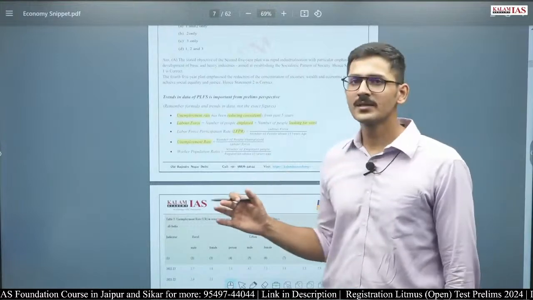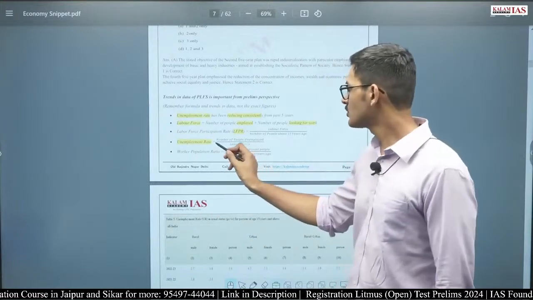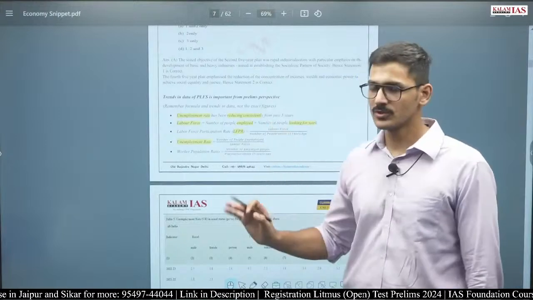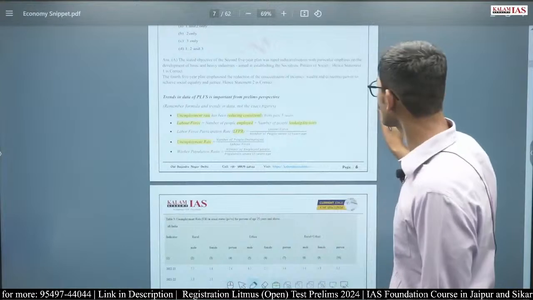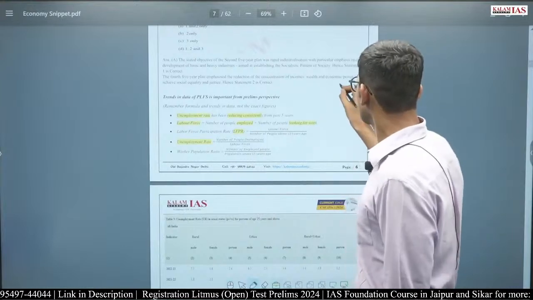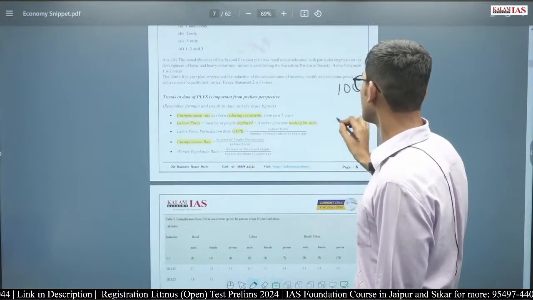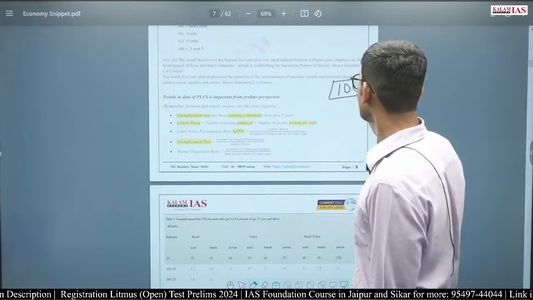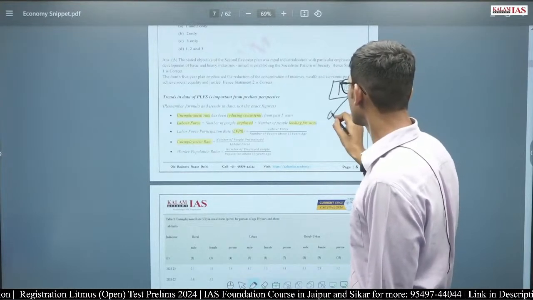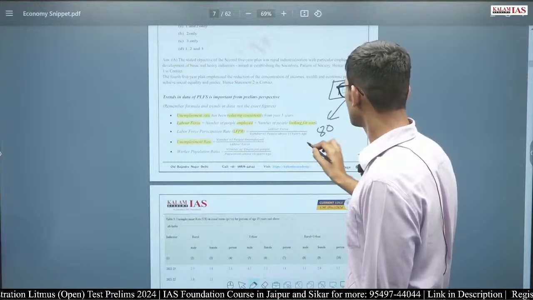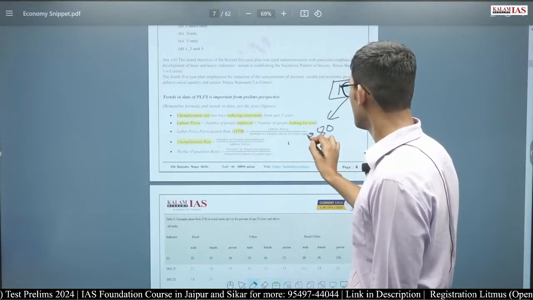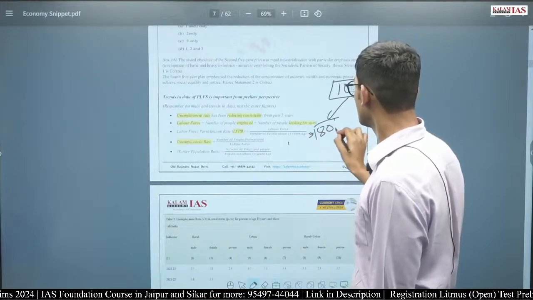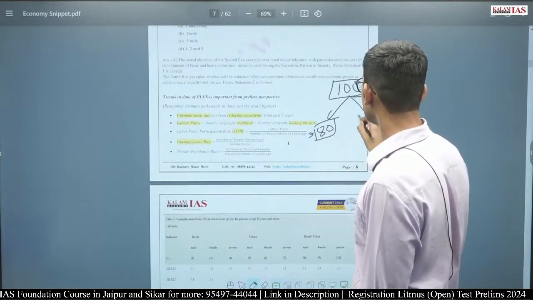What is the unemployment rate? Unemployment rate is equal to the number of people unemployed upon the labor force. Now, to understand it in better terms, we are going to take an example. For example, there are 100 people in a country. Out of 100, 80 are above 15 years of age. The number of people above 15 years of age is 80 and below 15 years of age is 20.